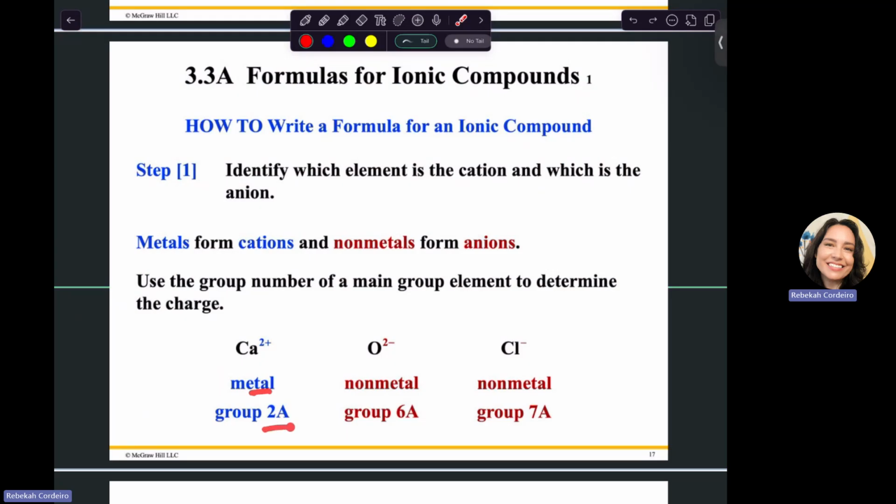All metals in group 2 are +2. All nonmetals in group 6A, or we're learning this as 16, are -2. So we put O2 minus. If we're talking about chlorine, for example, all nonmetals in group 17 are 1 minus. So write out the ions so you can see what your charges are, and then we can think about how to put them together. Now, if we want to put together calcium and oxygen, how many do you think we need if we have +2 and -2?